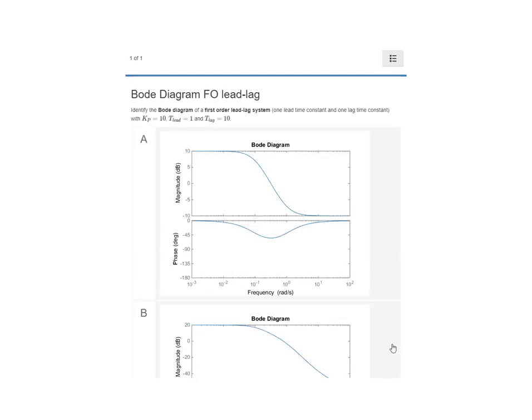Let's do another quiz now in the frequency domain. So you have to identify the Bode diagram of a first order lead lag system. So one lead time constant and one lag time constant. So this is really a lead lag. The gain of the system is 10. The lead time constant is 1 and the lag time constant is 10 seconds. So I will show the different candidates, and then you can use the pause and rewind functions to find your answer.